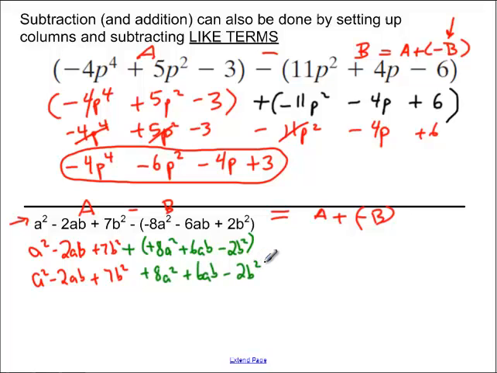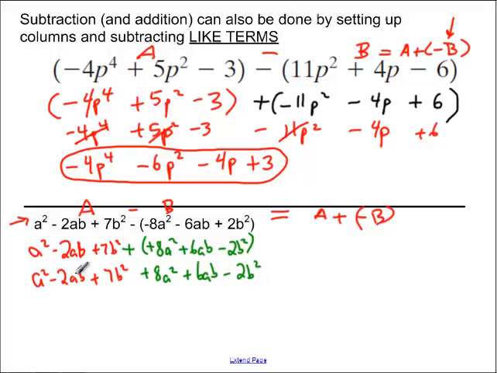And now we just combine like terms. You can do the column method, you can do the linear method. The linear method would be probably pretty straightforward because we've got just a squareds, we've got ab, we've got b squareds, and again, when we're adding polynomials, we add like terms. What are the like terms? Exactly the same variable to exactly the same power.